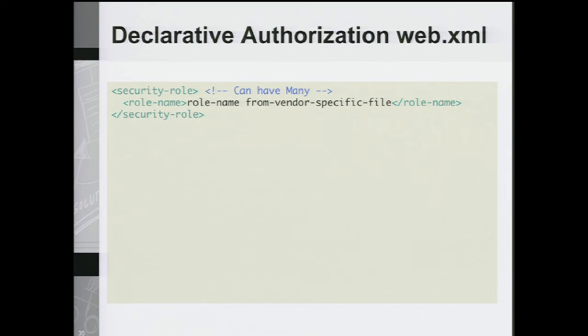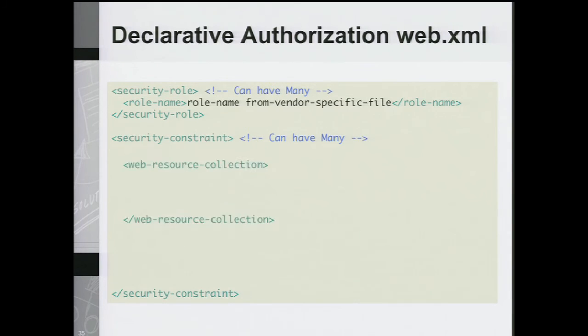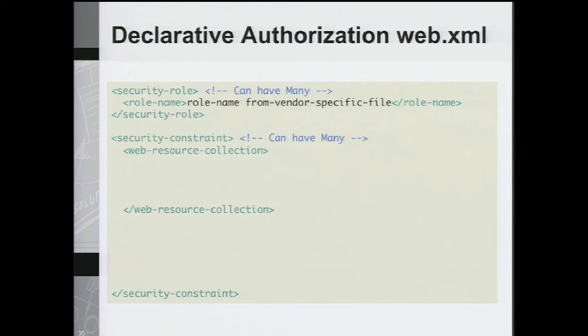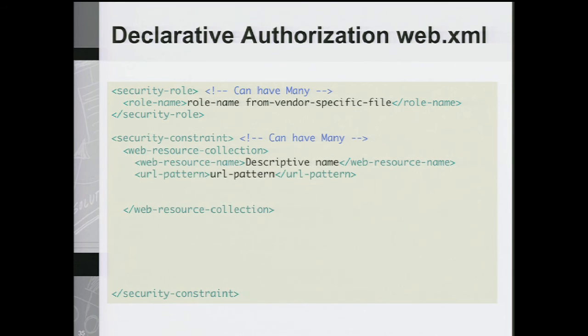Once the roles are defined, then you need to start specifying your security constraints as to who can access what. Inside the security constraint, you need to specify the web resource collection that you're trying to protect. You can give a name to the web resource collection, and then you have to specify the URL pattern that is in the context of this web resource collection.